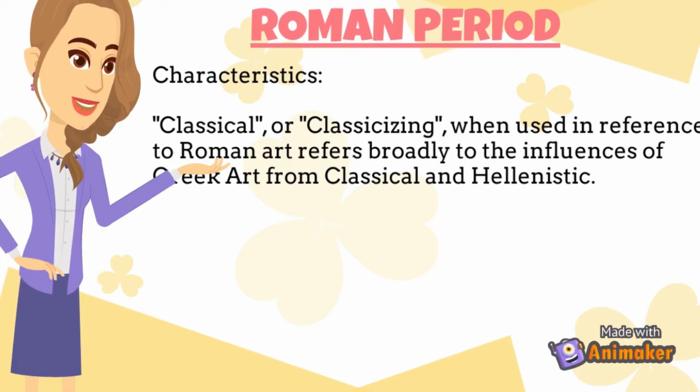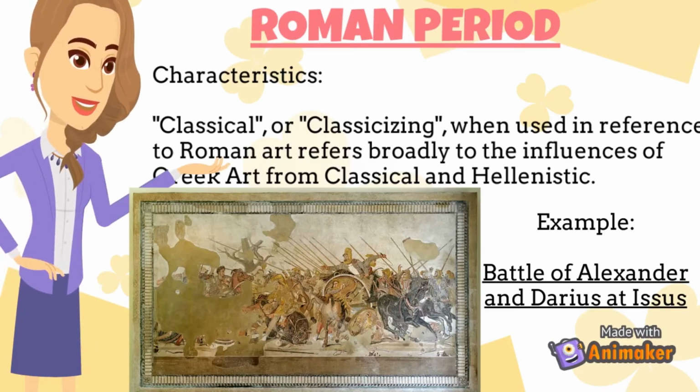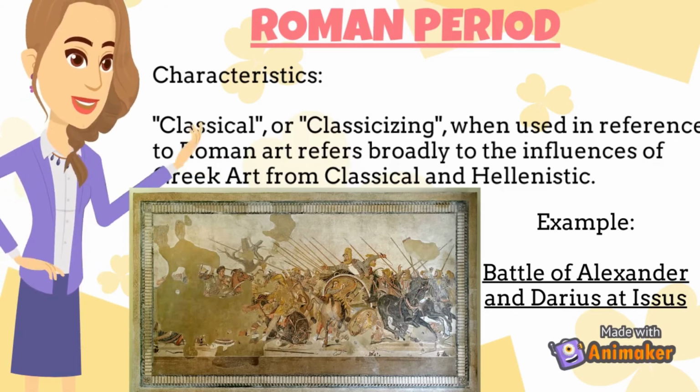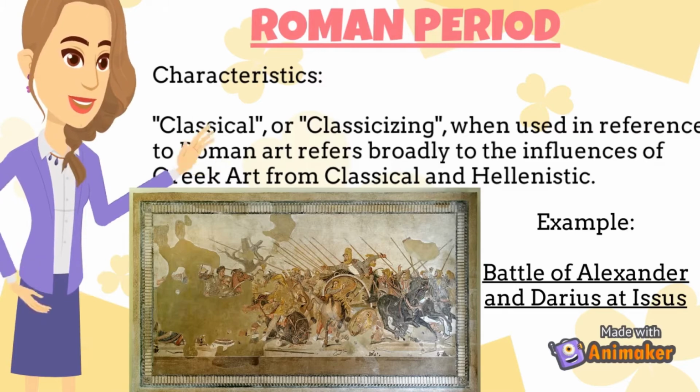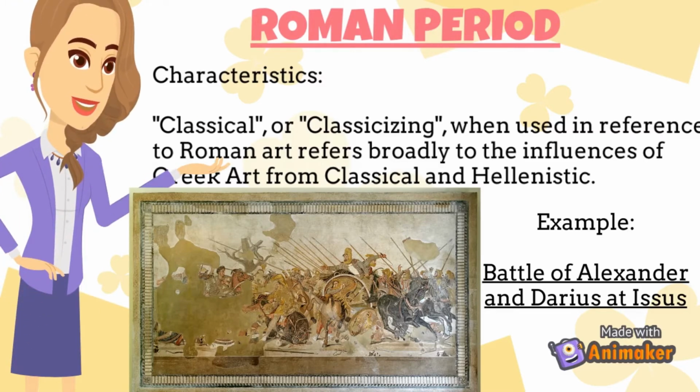The Battle of Alexander and Darius at Issus is one of the examples of Roman art. It is a detail of the Roman mosaic done in the opus vermiculatum technique from the Casa del Fauno, Pompeii, late in the 2nd century BC.